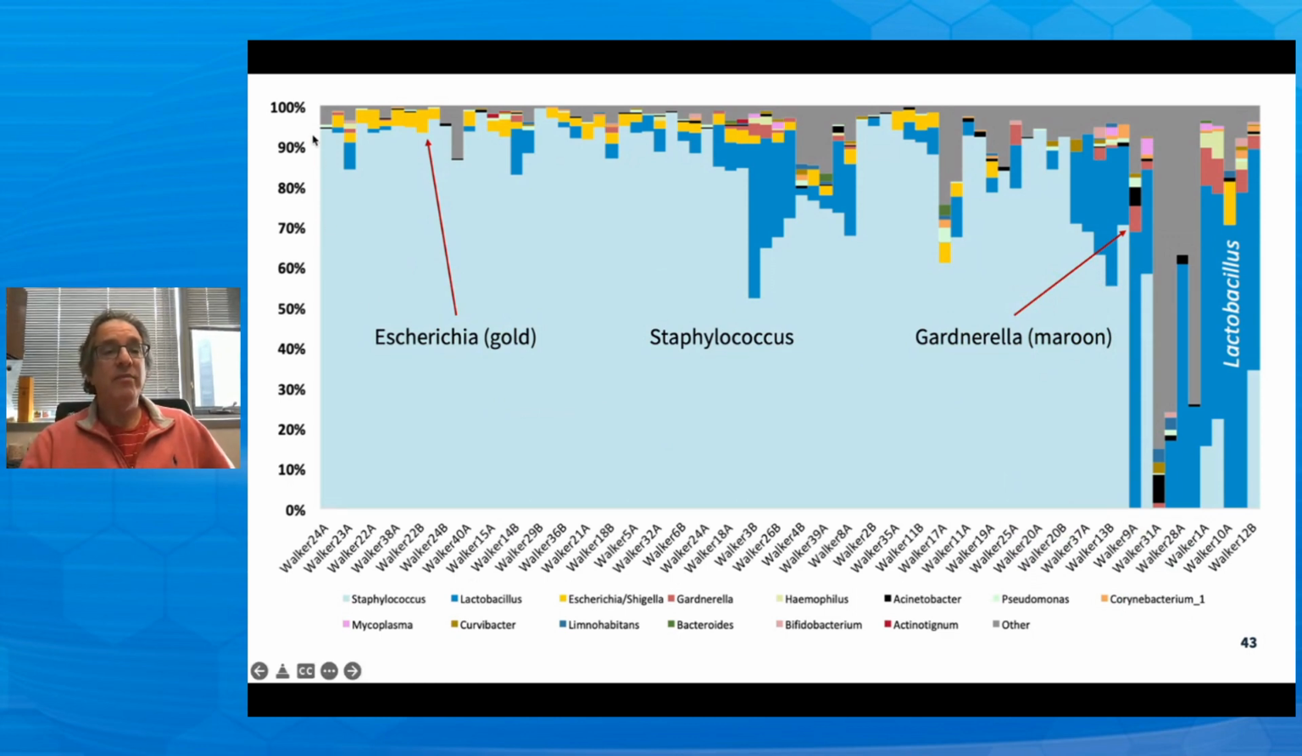All right, we're looking at relative abundance, that is, what percentage of the total was light blue, that's Staphylococcus, or Escherichia, that's gold. And these are all of the samples here, and most of them we have duplicates, A's and B's. What you see is that Staphylococcus is both prevalent, very common, and very abundant. Lactobacillus is common and abundant. Escherichia and Gardnerella are common, they're prevalent, but they don't seem to be abundant.